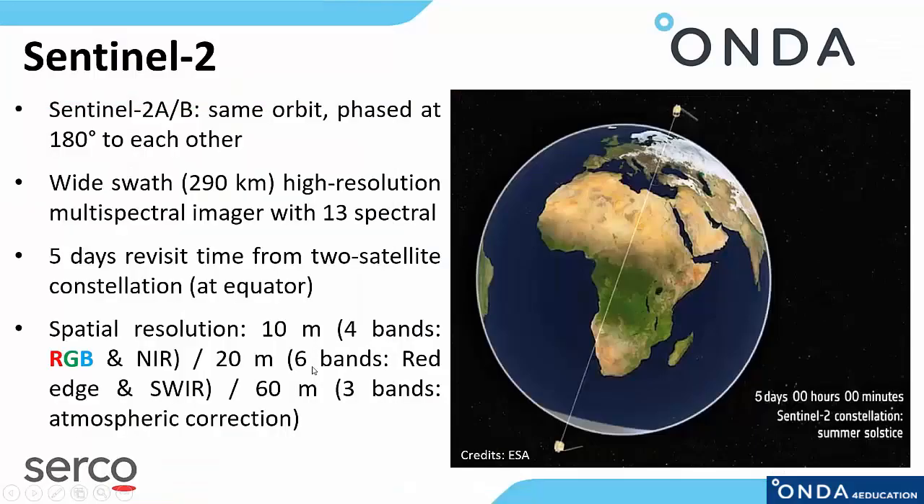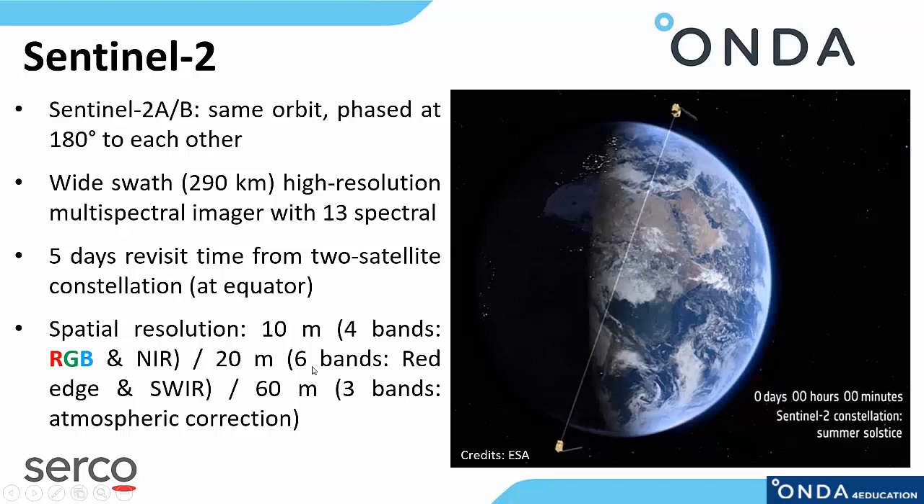So you see here that the red, green, and blue and the near infrared bands are at 10 meters. Those are 2, 3, 4, and 8. Those are the numbers of the bands that are at 10 meters. The other bands are at 20 meters.